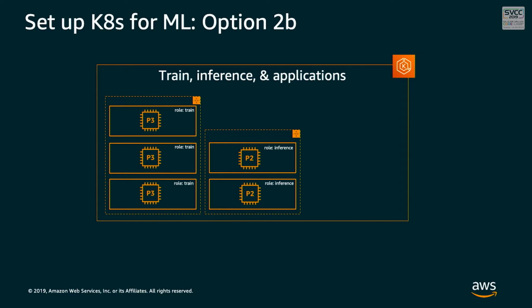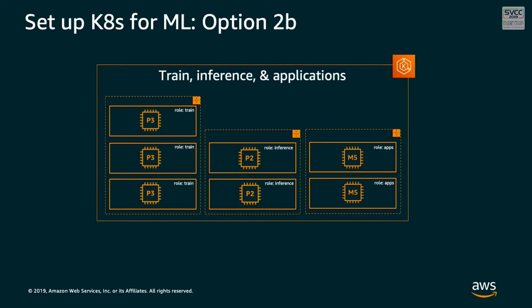Let's take a look at 2B, a slight variation of the example that we saw earlier. I have a training node group in this cluster. I have an inference node group in this cluster. I have another node group which is targeted towards my applications. Because remember, in the previous example, only training and inference were happening. You may need a separate node group or a separate cluster for the application, where you are accepting the input from the customer and then feeding it to the inference. In this case, all of that is happening in the same cluster. So I have a training, an inference, and an application node group in the same cluster.